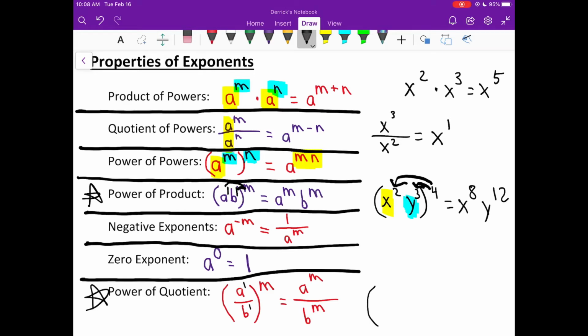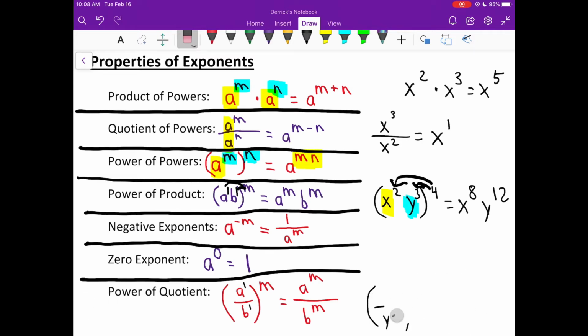Meaning, if we had x squared over y to the third, and all of that was being taken to the fourth, well, you have an x squared to the fourth, and so that's two exponents to one base of x, so 2 times 4 is 8. And you also have a y to the third to the fourth, meaning that y base has two exponents of 3 and 4, so 3 times 4 would give you 12. And you'd end up with x to the 8th over y to the 12th. I know that was a little out of order from how I wrote these, but I think those kind of go together.